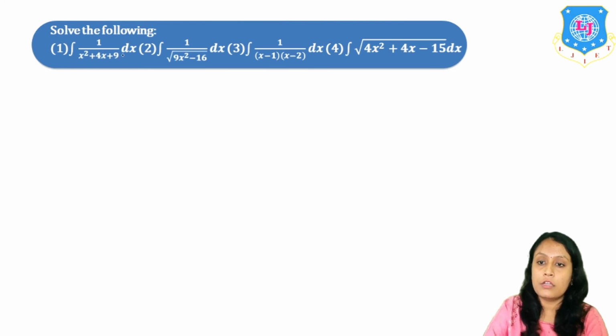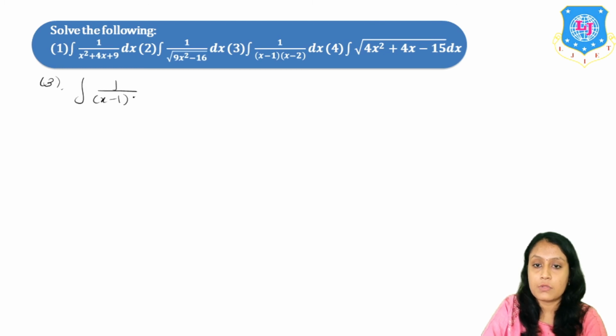Now let's solve a few more examples. So this is example number 3, that is integration of 1 upon x minus 1 into x minus 2 dx.